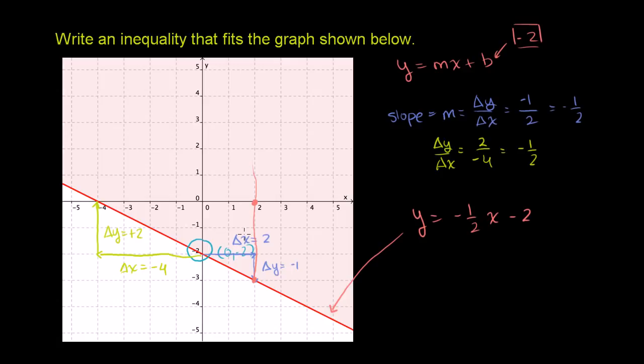So the inequality that fits the graph here below is y is greater than or equal to -1/2 x minus 2. That is the inequality that is depicted in this graph, where this is just the line, but we want all of the area above and equal to the line. So that's what we have for the inequality.